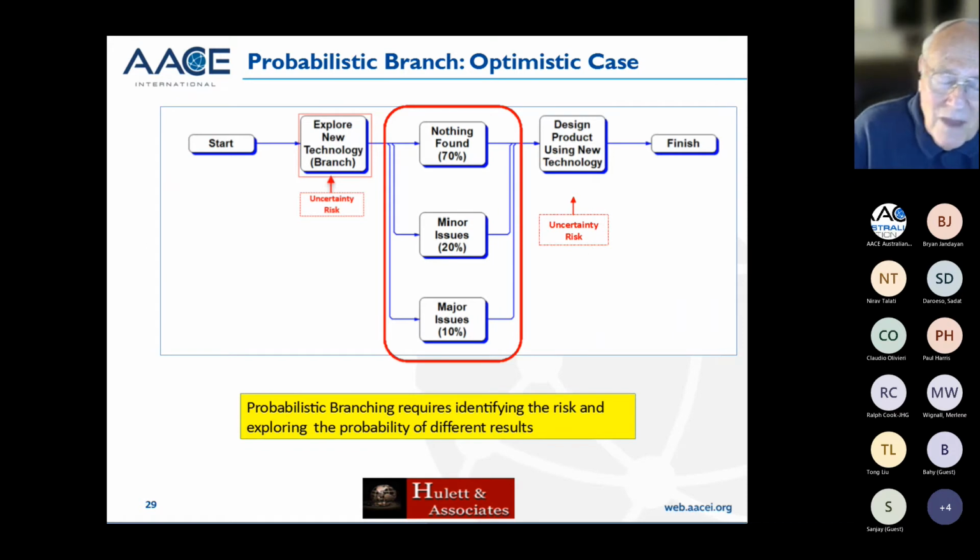Nothing found. Well, the sponsor of this particular project says, hey, 70% likely I'm in good shape. Nothing's going to be found. We're going to go right to design the project using the new technology. There may be some minor issues. That'll only be 20% likely. And there's a 10% chance we'll run into major issues. Okay, well, what do those mean?